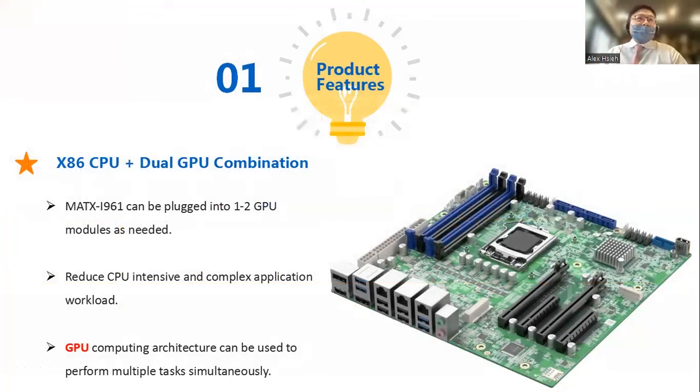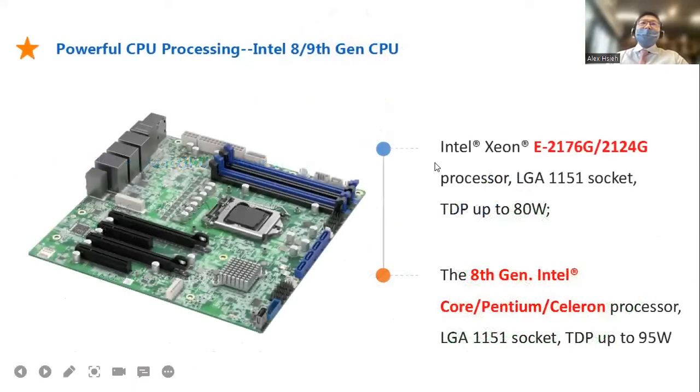For the product features, you can see the CPU and dual GPU combination. The PCIe we only support is 4. You can plug in one or two GPUs, because for some AI solutions they don't need a very powerful CPU; they need a very powerful GPU. So maybe you select a mid-level CPU. This reduces CPU simulation and compresses the application workload. And third, the GPU computation architecture can perform multitask simulation. I think it's very easy for everyone.